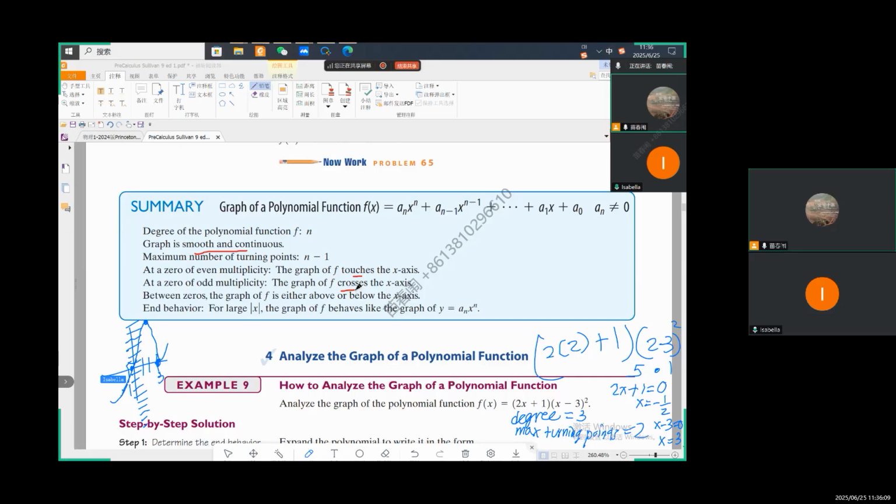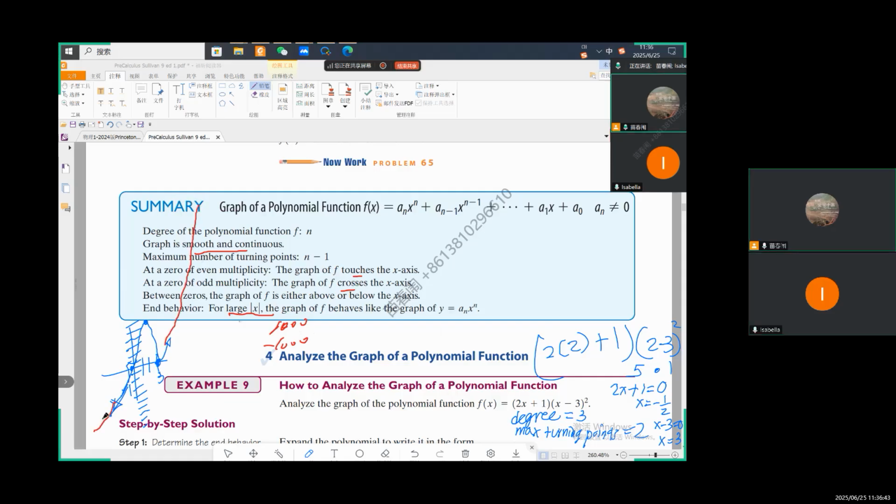Okay, I think I did it. Does this look good? Kind of. The near zero behavior is also one of the tricky things here. As I said, you can just use substitution: 1,000, negative 1,000, 2 times 1,000 plus 1.